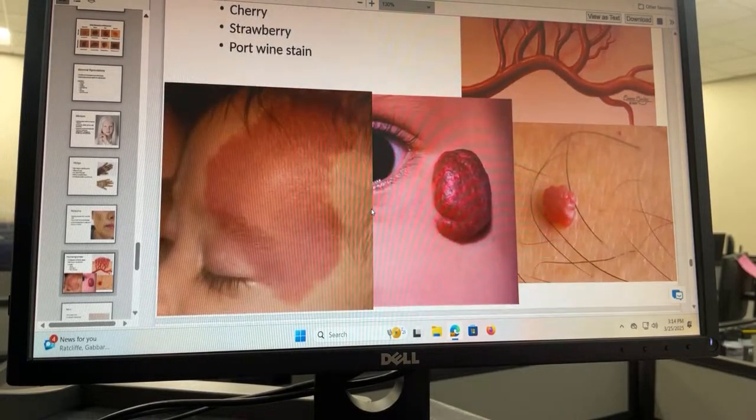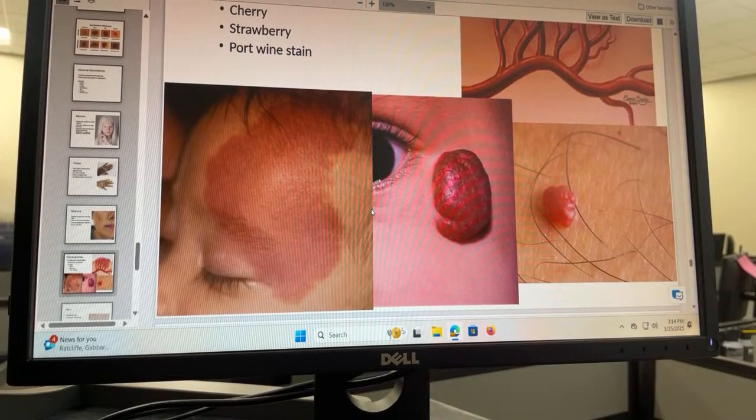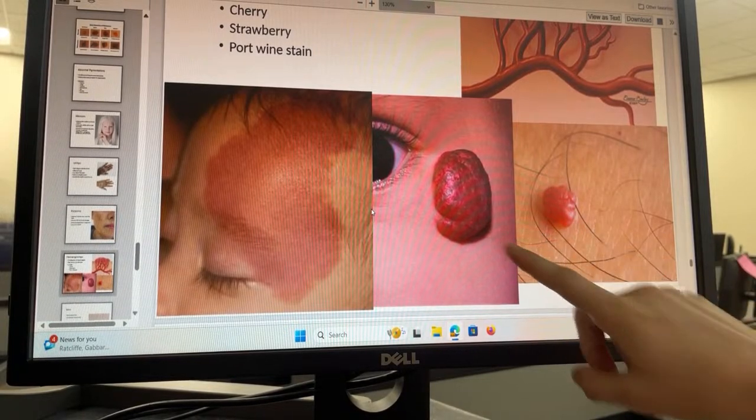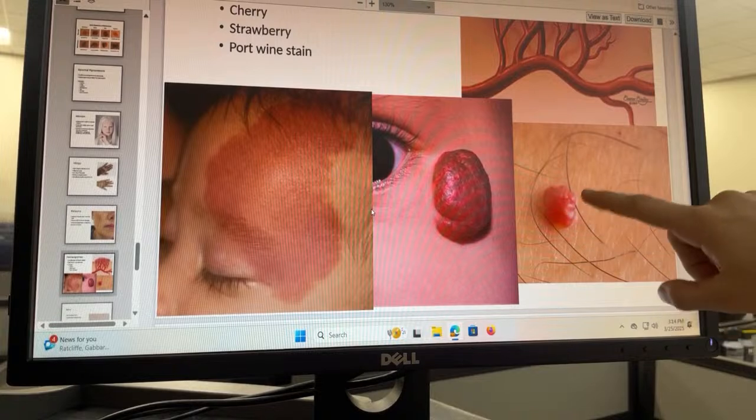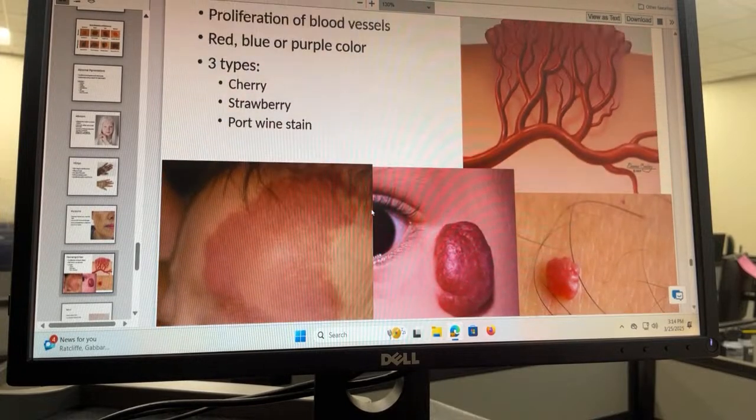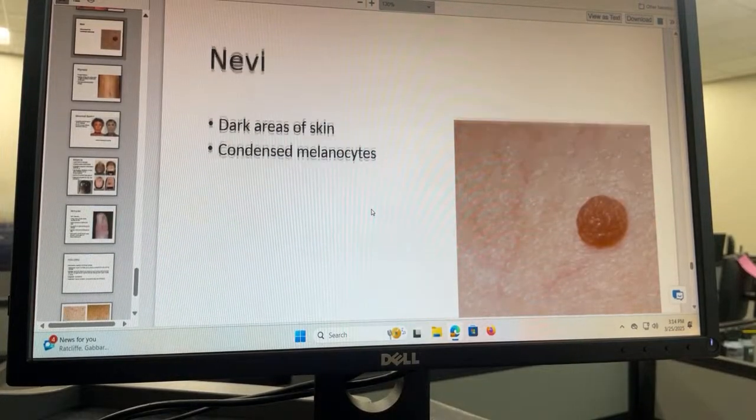So here, a picture of the 3 different types. This one is a port wine stain. It literally looks like someone spilled a glass of wine on someone's face. This one is a strawberry angioma because it's bigger and it looks like maybe someone just stuck a strawberry on someone's face. And this one's very tiny, like sometimes can be flat, sometimes can be a little bit raised. That one's the cherry angioma, hemangioma. And again, it's just the presence of extra blood vessels.